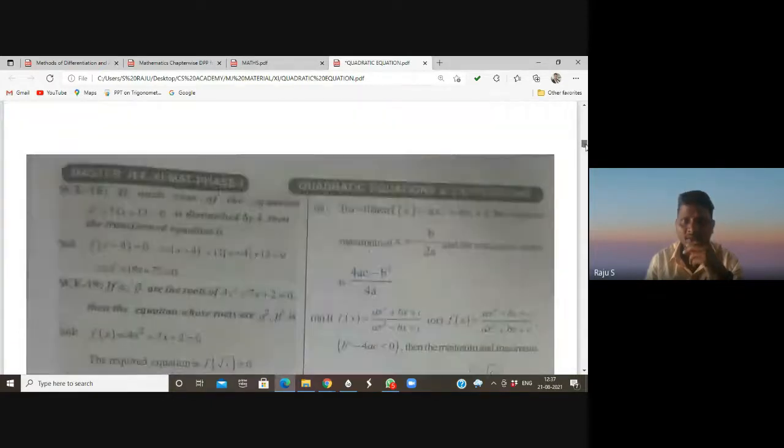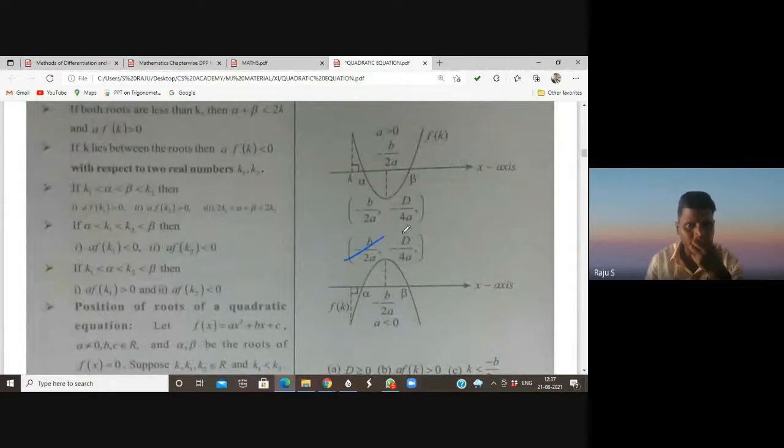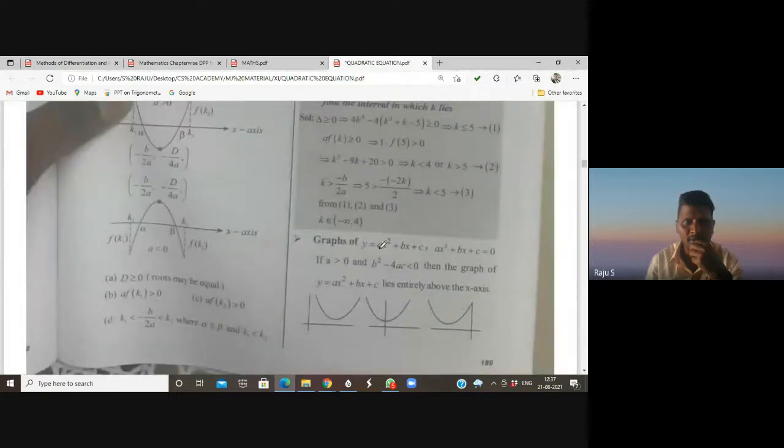So maximum value, minimum value depends on the different cases that are there. Maxima and minima. See here, this is the point minus b by 2a, minus d by 4a. So this is maxima, this is minima. Let us see all the conditions. Graph of these equations: b square minus 4ac is negative, so the graph cannot touch the x-axis, there are no real roots, only imaginary roots. That is the reason the graph lies entirely above the x-axis, because of no real roots.